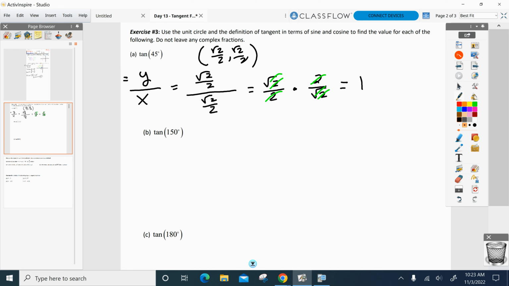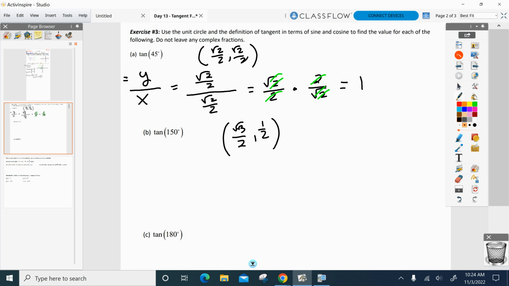I need to know what's the deal here. Am I at 30? Am I at 45? Am I at 60? I've got to find the reference angle. So what is the reference angle for 150? 30. Correct. So now I start thinking about the point at 30. What's my point at 30? Square root of 3 over 2, 1/2.